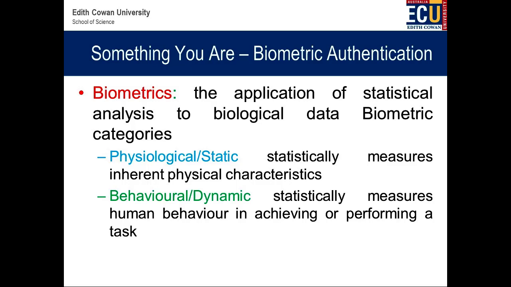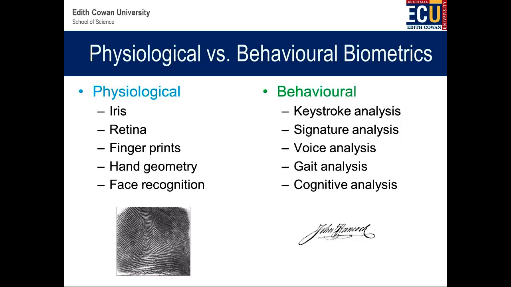So to better understand these two categories, these are examples of static and dynamic. Your iris, retina, fingerprints, hand geometry, and face recognition are all the static or physiological examples of biometrics, and the dynamic is your keystroke analysis. The way you type on your keyboard is keystroke analysis. Your signature analysis, the way you sign, is your signature analysis. Your voice, the way you speak, is your voice analysis. Gait analysis we'll discuss later, the way you move, and then we have cognitive analysis as well.